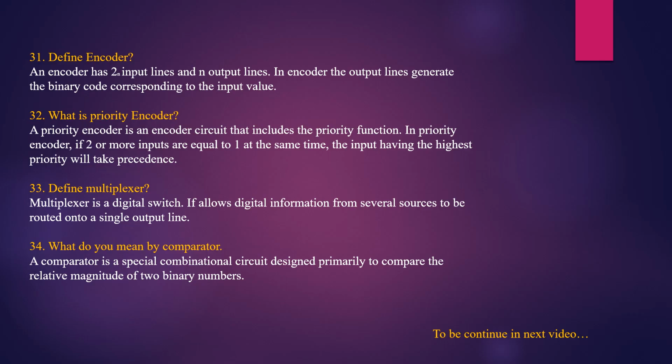33rd, define multiplexer. Multiplexer is a digital switch. It allows digital information from several sources to be routed onto a single output. 34th question. What do you mean by comparator? The comparator is a special combinational circuit designed primarily to compare the relative magnitude of two binary numbers.